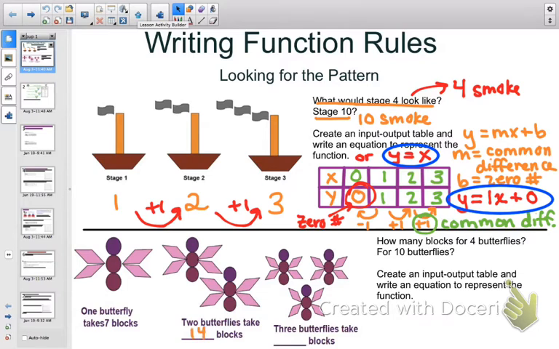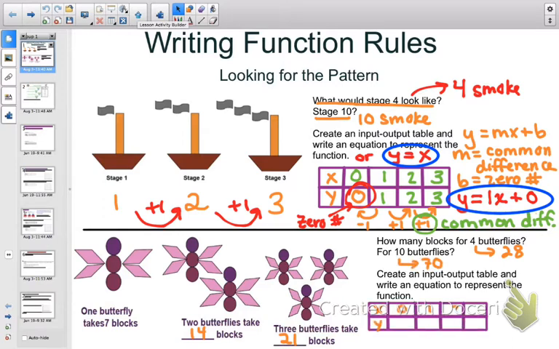Our second example, 2 butterflies take 14. 3 butterflies take 21. So it looks like I'm multiplying my number of butterflies times 7. So 4 times 7 is 28, 10 times 7 is 70. Let's make our input-output table, again including 0. And then 1 had 7, 2 had 14, 3 had 21. So it's looking like we're going up by 7 every single time. So that's our common difference. So we have y equals 7x, and then to find our 0 number, we're going to go backwards. 7 minus 7 is 0. So we can write plus 0 for our 0 number, but we don't really need to write that.